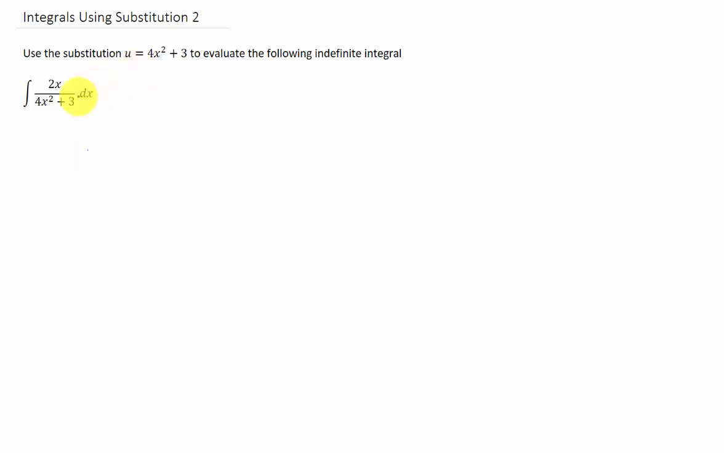Let's see what happens with this integral if we use the u substitution 4x squared plus 3. Taking a derivative of both sides would give us du equals 8x dx. Now we have a couple of options as to what to do here.